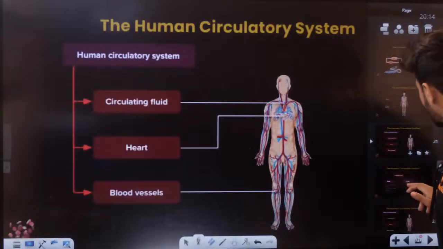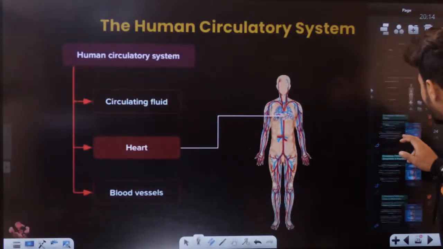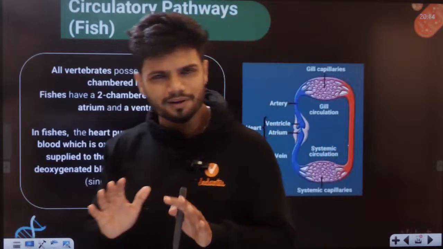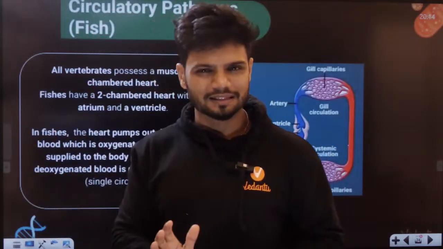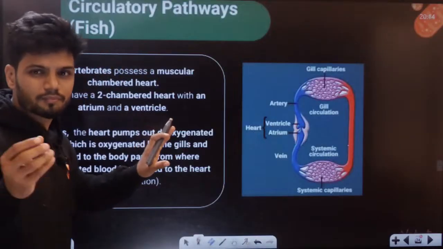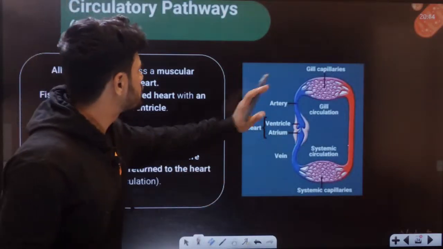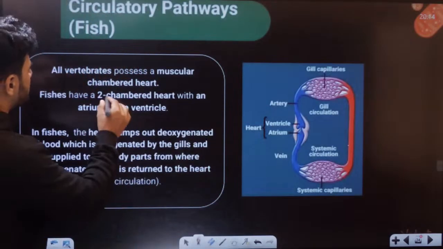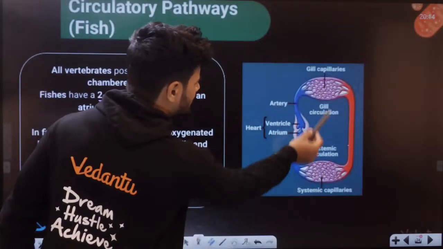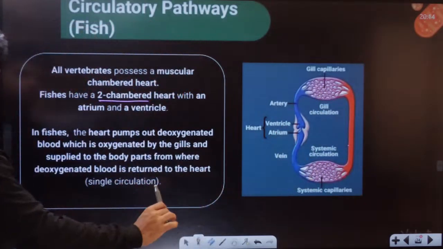Now let's start with the different types of circulatory pathways. Here you don't have to worry much. You have to remember the examples here, that's all. For example, in the case of fishes, we have a two chamber heart. That is, we have two chambers here, and directly it goes. Okay, two chamber heart, students.